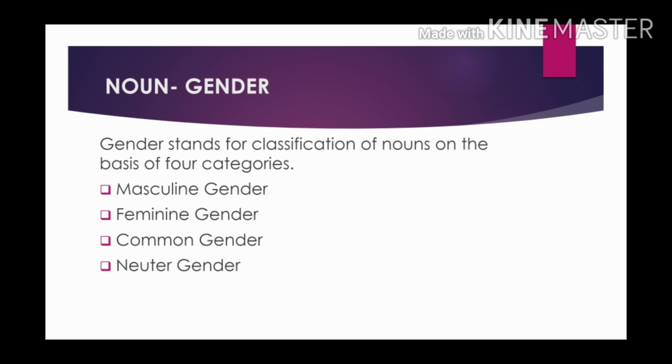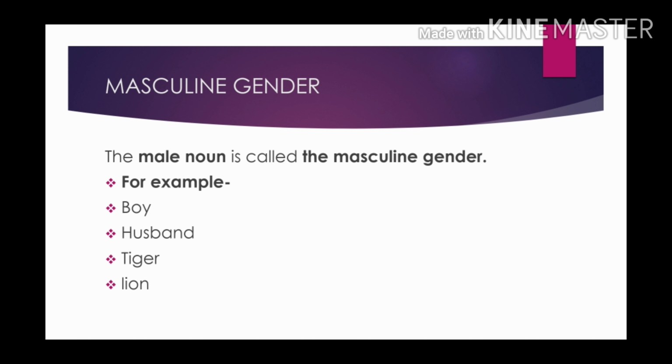Now let's start with noun gender. Gender stands for the classification of nouns on the basis of four categories. The first one is masculine gender, then feminine gender, common gender, and neuter gender. Let's begin with masculine gender.